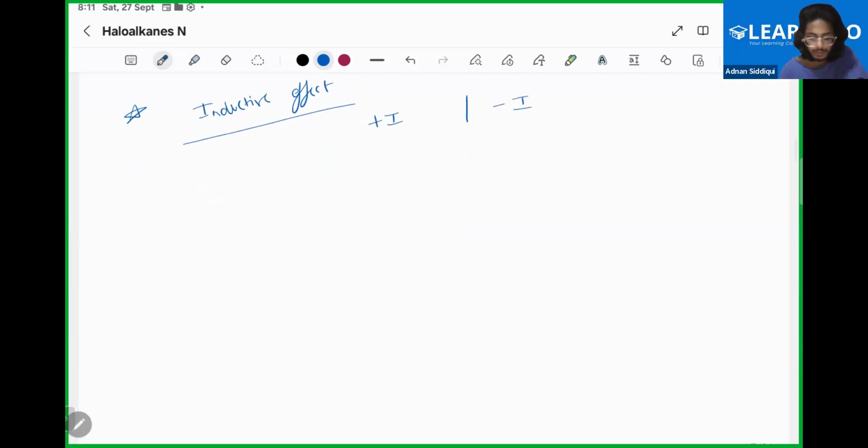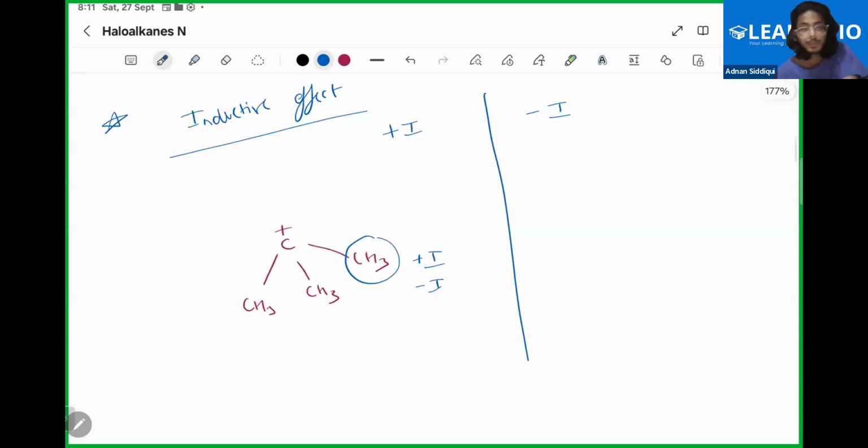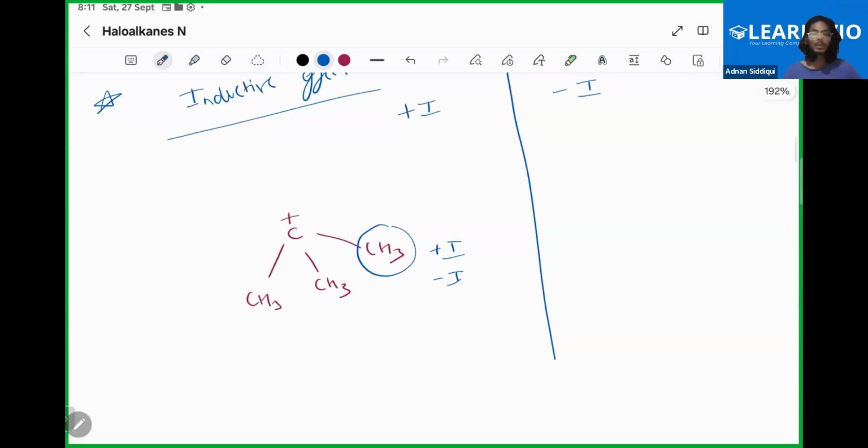Now a question for you is, suppose I have a carbon with a positive charge, right? Can you tell me whether this methyl group in this specific case is going to act as a plus I or minus I? First of all, can you tell me what is plus I effect and what is minus I effect? Minus I is like the electronegative group pulling electrons towards itself.